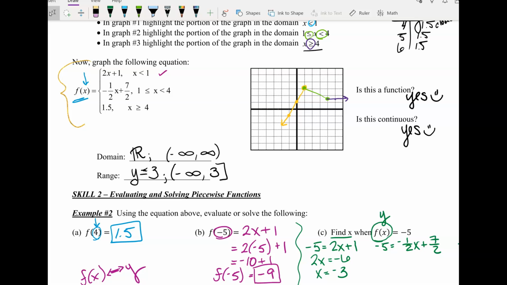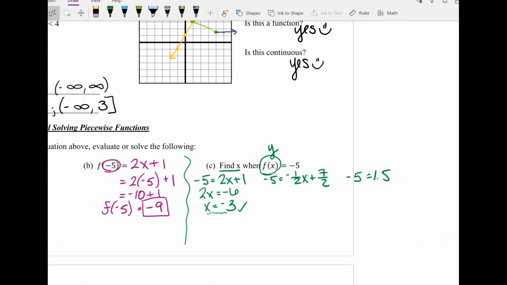Okay, so we're on step 3. Is this x value in the restricted domain? Is negative 3 less than 1? Yes, it is. So that's one of our corresponding x values when y is negative 5. But you have to test them all. Okay, so here we go.